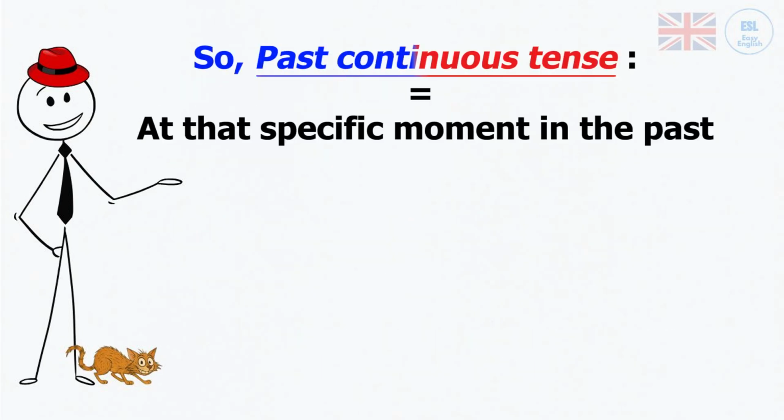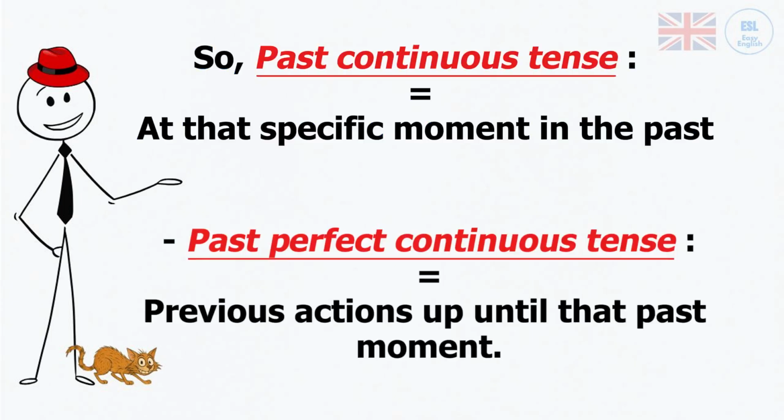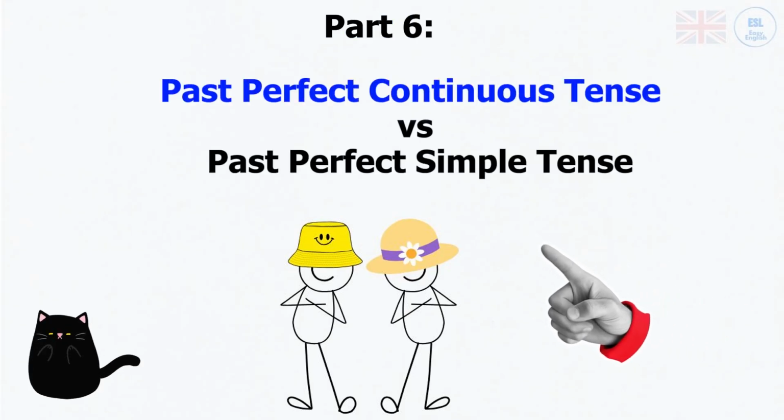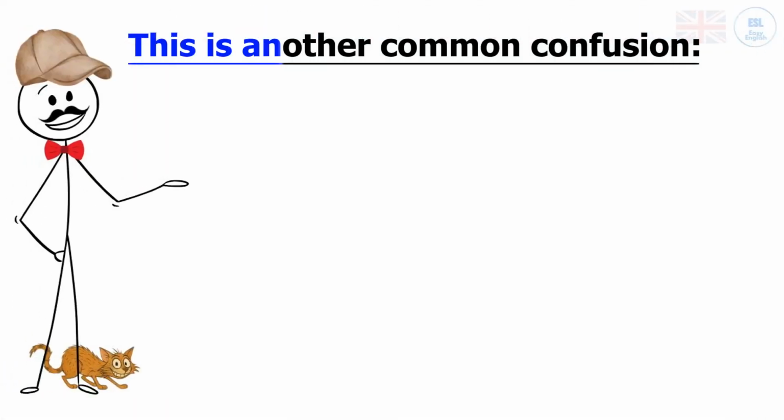So, past continuous tense equals at that specific moment in the past. Past perfect continuous tense equals previous actions up until that past moment. Part 6. Past perfect continuous tense versus past perfect simple tense. This is another common confusion.